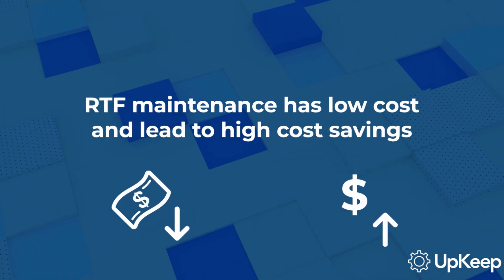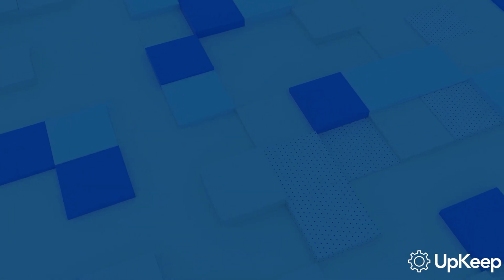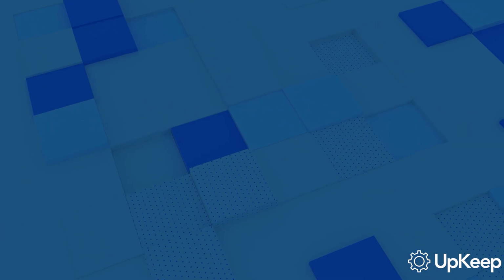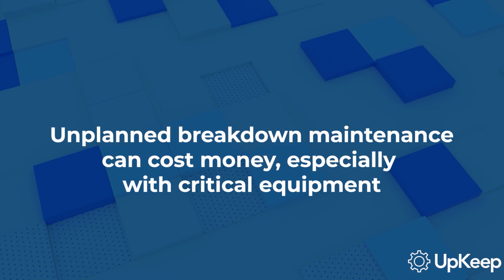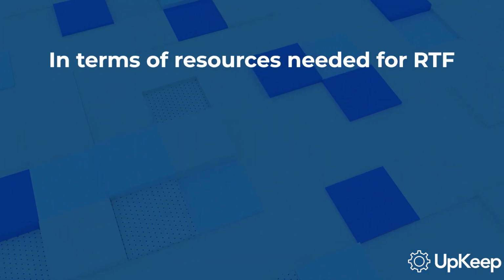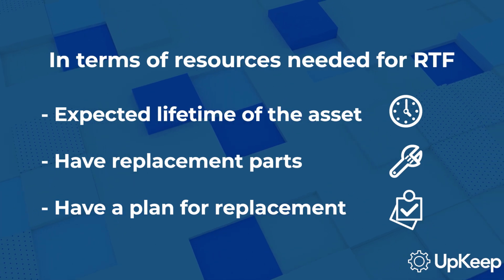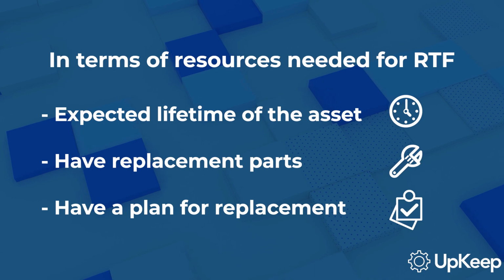RTF maintenance has a low cost and can lead to high cost savings if implemented properly. Breakdown maintenance can also save money if planned breakdowns are used, but unplanned breakdown maintenance can cost money, especially with critical equipment. In terms of resources needed for RTF maintenance, you need to know the expected lifetime of the asset, have replacement parts or equipment on hand, and have a plan for replacement.